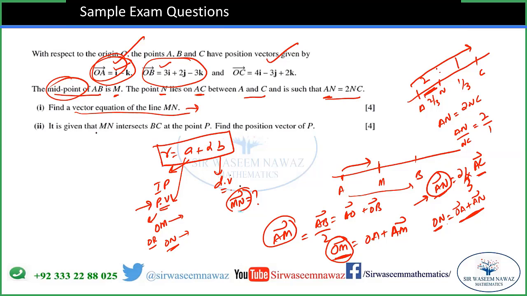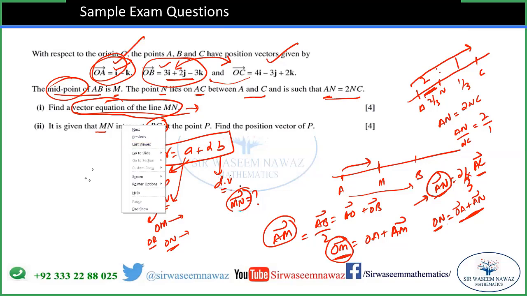Now it is given that MN intersects BC. Now you have the vector equation of MN intersecting BC, and you can make the equation of BC. This can be your starting point, and by subtracting them you can find the direction vector. So this will be the equation of BC, and then you have to show the intersection.